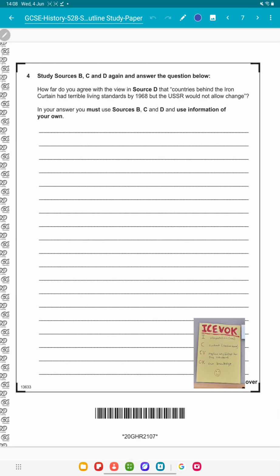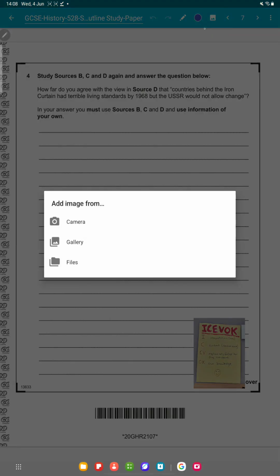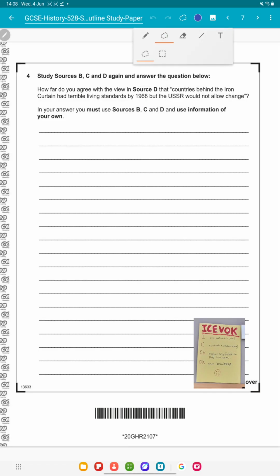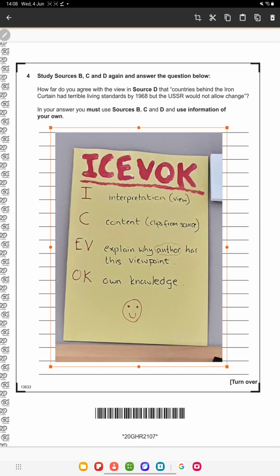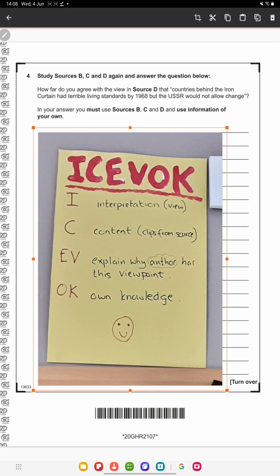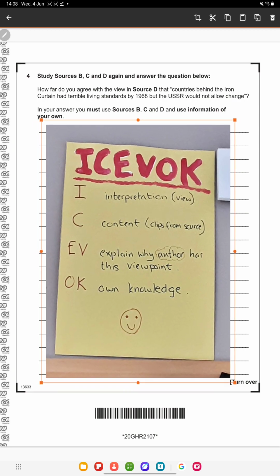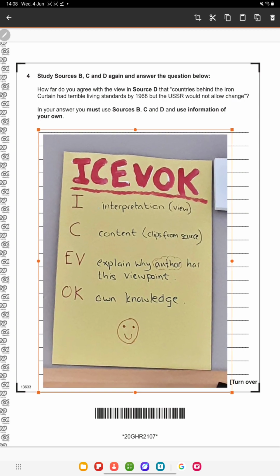Right, question 7, and I've put on a wee picture down here, is the ice fog question. I'll just see if I can make that wee thing bigger. If you remember ice fog, that's my lovely handmade poster from the classroom. The ice fog question, where you have to look at, ice fog stands for interpretation, content, explain the view, and your own knowledge, okay?